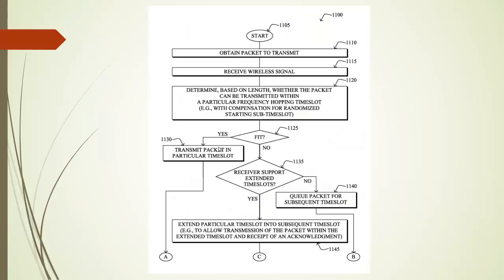So it works like this. I get the packet ready to transmit, I hear the wireless signal, I'm like, okay. Then based on the length, I have to determine whether I can send this packet in my time slot. Do I have enough time left? If it'll fit, then I send it. If it won't fit, does the receiver support extended time slots? Well, no. Then I'll queue the packet to send it later. That's another reason why wireless is so slow compared to wired communication. One, it's half duplex. Another reason it's so slow is because it has to share time slots. So we have half duplex.